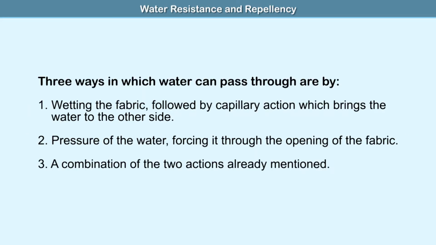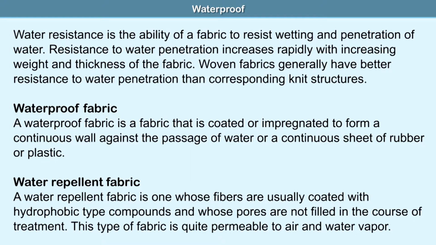Water resistance and repellency. Water resistance is an important property of fabric intended for uses such as raincoats, tents, and umbrellas. There are three ways in which water can pass through: by wetting the fabric, followed by capillary action which brings the water to the other side; by pressure of the water, forcing it through the openings of the fabric; or by a combination of the two actions already mentioned.